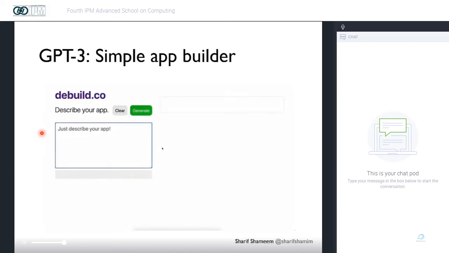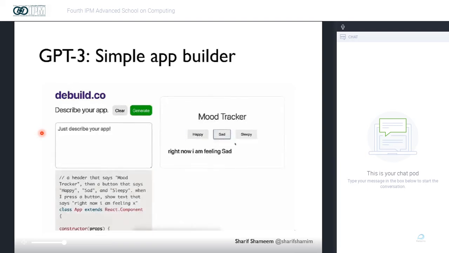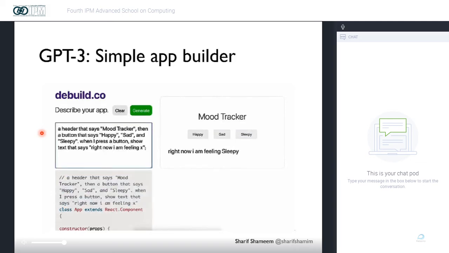Or here is a simple app builder, where again you describe something you want: a header that says mood tracker, then a button that says happy, sad, and sleepy. When I press a button, show text that says, right now I'm feeling X, where X is my mood. So see, there is some complexity, not only in the description that the model has to understand, but also in the references that are given in this description. And the model generates the code for that, and the code nicely works.